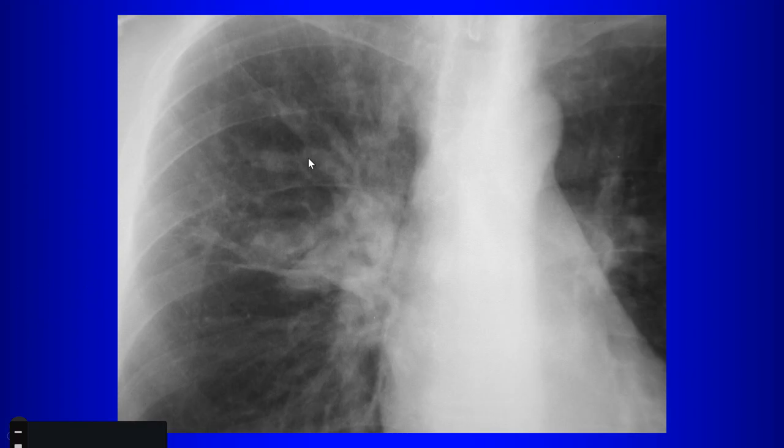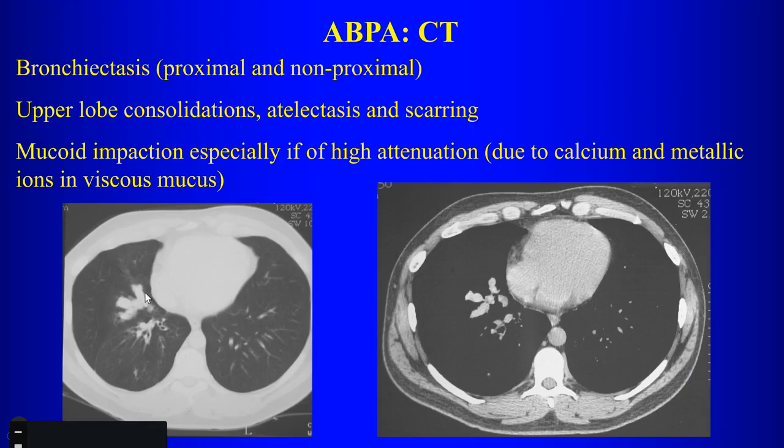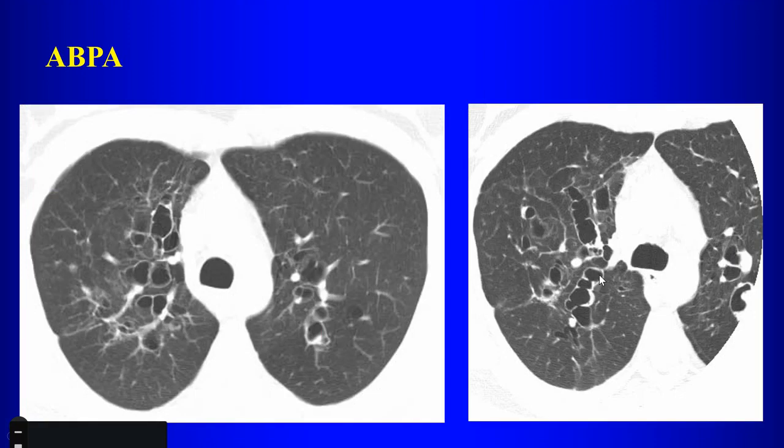All of this can be seen with ABPA. Here's a branching tubular opacity, so that represents mucoid impaction or the finger and glove sign. What can be peculiar about this is that sometimes that mucoid impaction can be high in attenuation, even on non-contrast CT, because of calcium and metallic ions in the mucus associated with the fungal infection. So that's something we can see with ABPA.